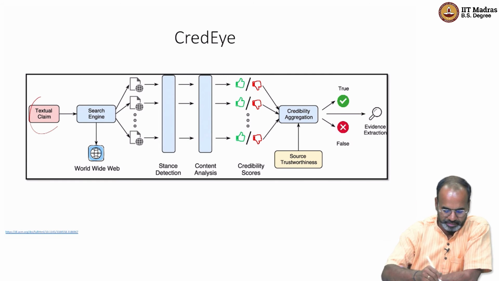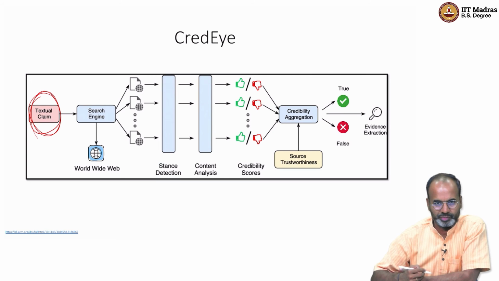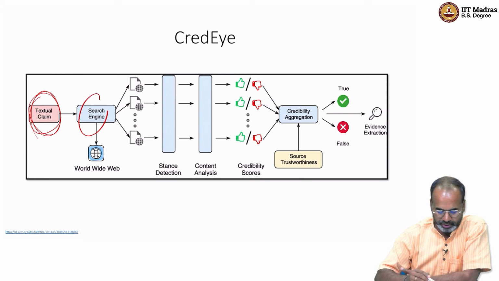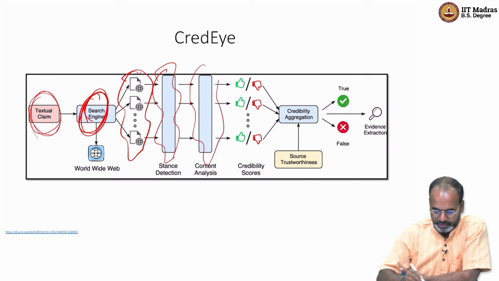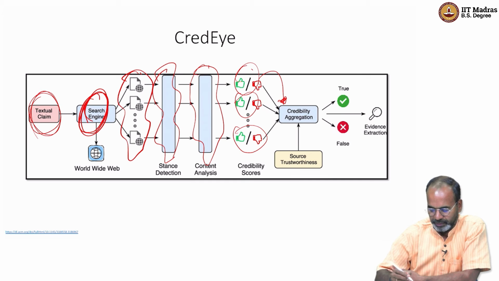So you input a text claim for which you want to check whether it is real or fake. The search engine uses other sources and finds the different sources, and the stance from these texts. The content analysis is done, then scores for each of them are created. Some way of aggregating the sources is done, and then it is given as true or false.